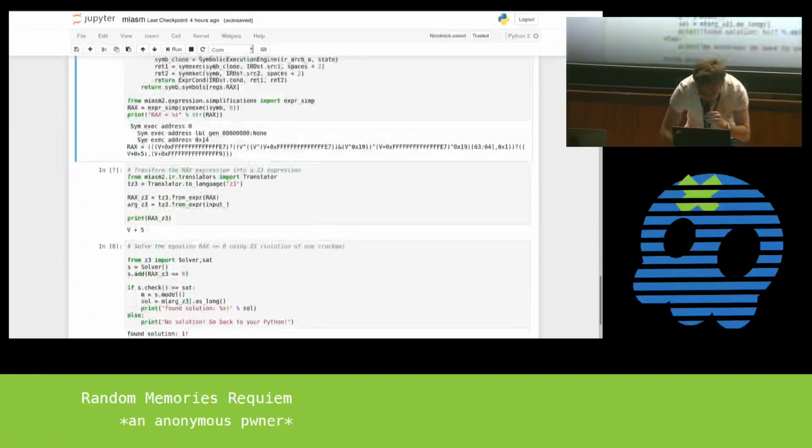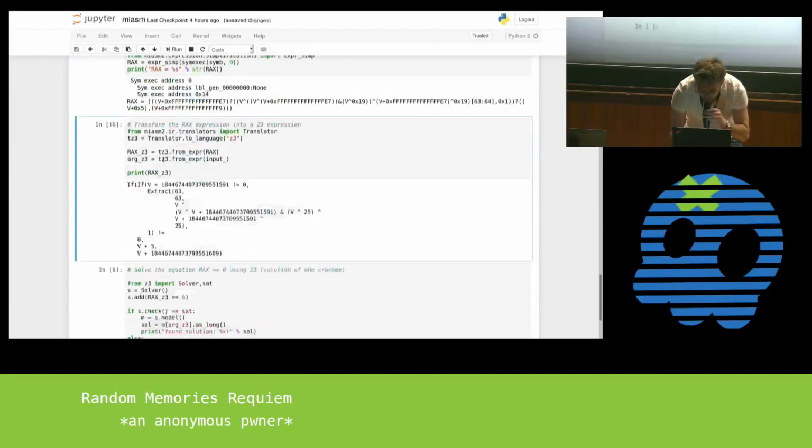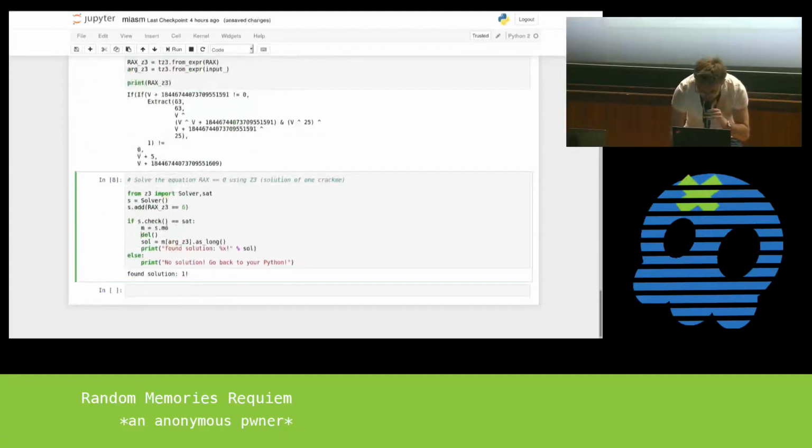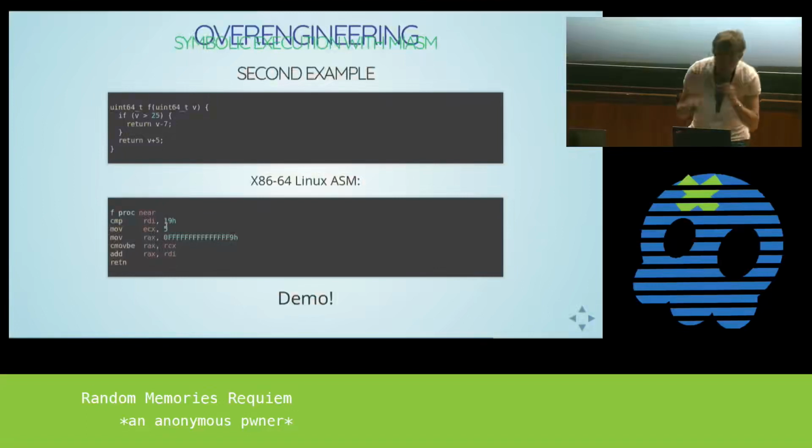And in the end, if we run it, it says the return value will be a condition, and from this condition, you can have v plus 5 or v minus 7. We translate it to Z3, and we solve it, and that's it. So that's basically what we did for every shellcode.